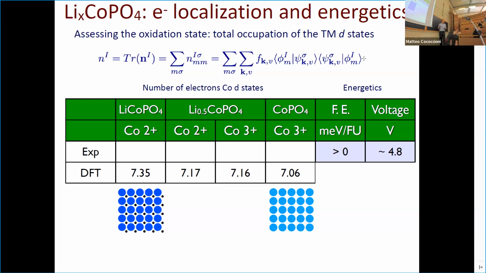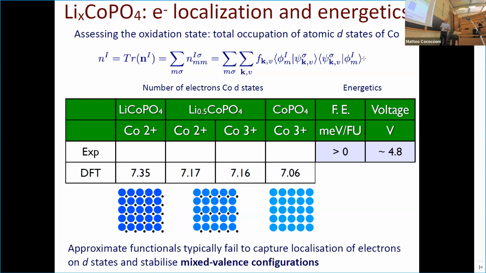If we use an approximate exchange correlation functional like the ones we get from LDA or GGA, we get intermediate numbers here. That means that we're not predicting localization of those electrons. We get instead, in spite of an ordered phase of the lithium ions, a spreading of the d electrons across all the transition metals that we have in the sample, which is not consistent with experiments, especially because we get a negative formation energy instead of positive, and a significant underestimation of the average voltage that we get from the calculation.